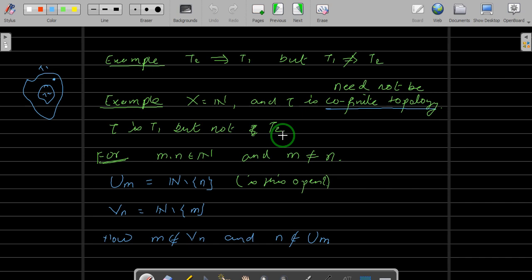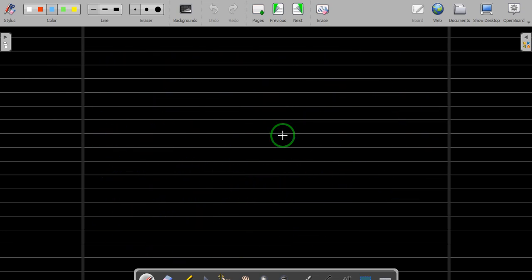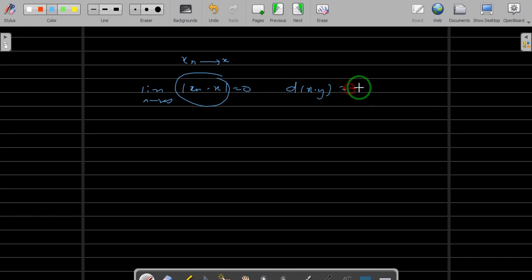Because when you define the convergence in R, we use the distance, right? Mod of xn minus x. We say xn converges to x if mod of xn minus x goes to 0 when you take the limit. And in fact, this is nothing but the distance between x and y in metric spaces. You define this as x minus y. Okay, so everything is interrelated. And in R, if you have a sequence, it cannot converge to more than one limit point, because R with the usual topology, with this metric, is a Hausdorff space. And in a Hausdorff space, a sequence cannot converge to more than one limit point.